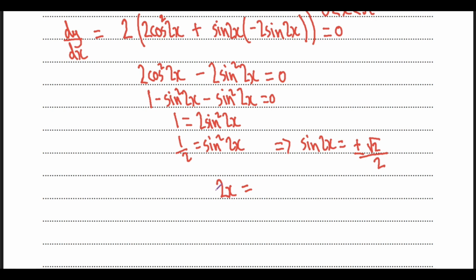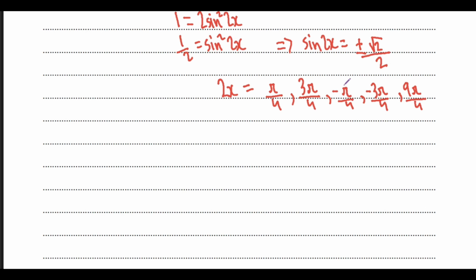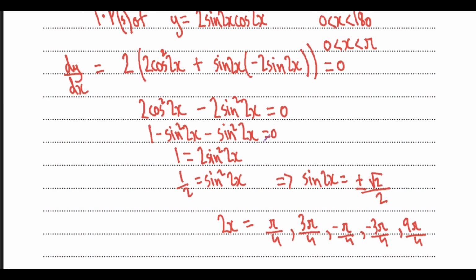What I got in my notebook is you should get pi over 4. That's one of the angles. And then you should get 3 pi over 4. That's the other angle. You should get negative pi over 4. You should get negative 3 pi over 4. And you should get 9 pi over 4. And so on and so forth. But I'll tell you, we have negative pi over 4 and negative 3 pi over 4, and those aren't in our domain between 0 to pi.